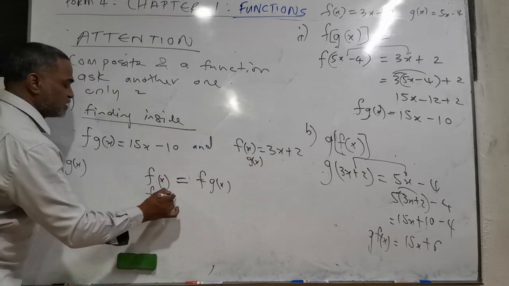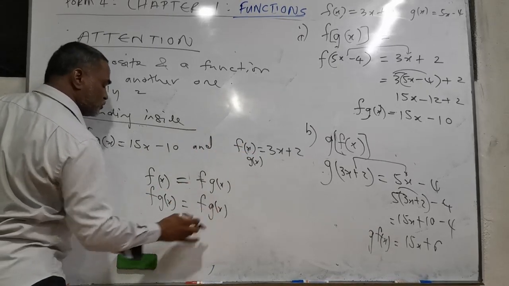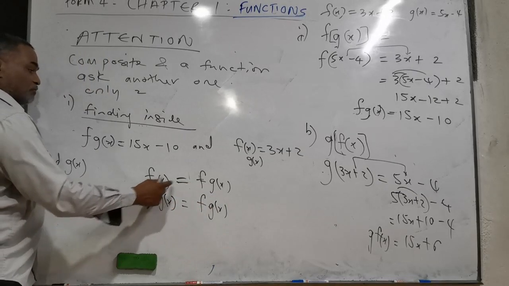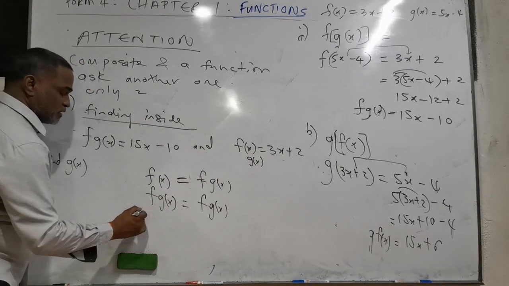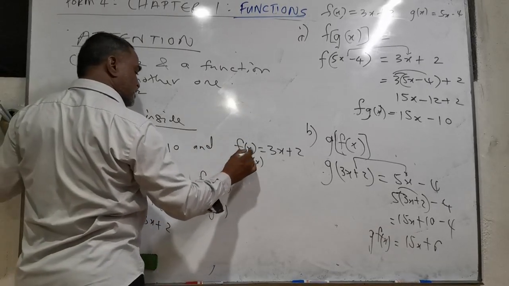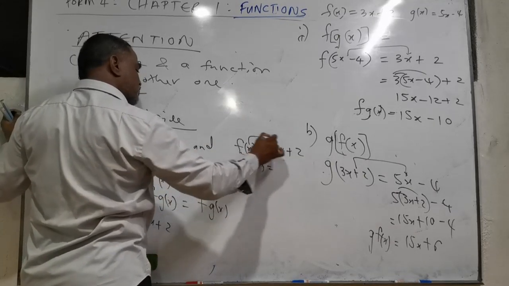So when you substitute g(x), this and this will be the same. So every time, this is the method you need to do. Substitute into the object of f. Let's say f(x) = 3x + 2. For example, you substitute g(x) here, f(g(x)). So this object you need to substitute here.